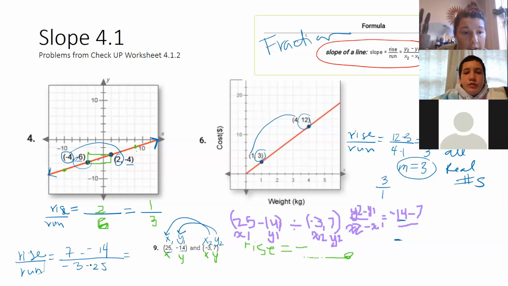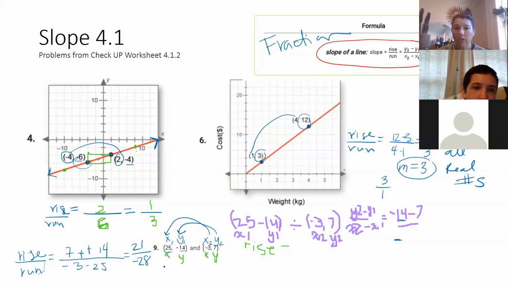Good catch. All right, so I'm going to add the opposite to simplify these. Hi, Katie. So 21 divided by negative 3 minus 25 is a negative 28. We're finding slope on number 9 down there at the bottom, Katie.